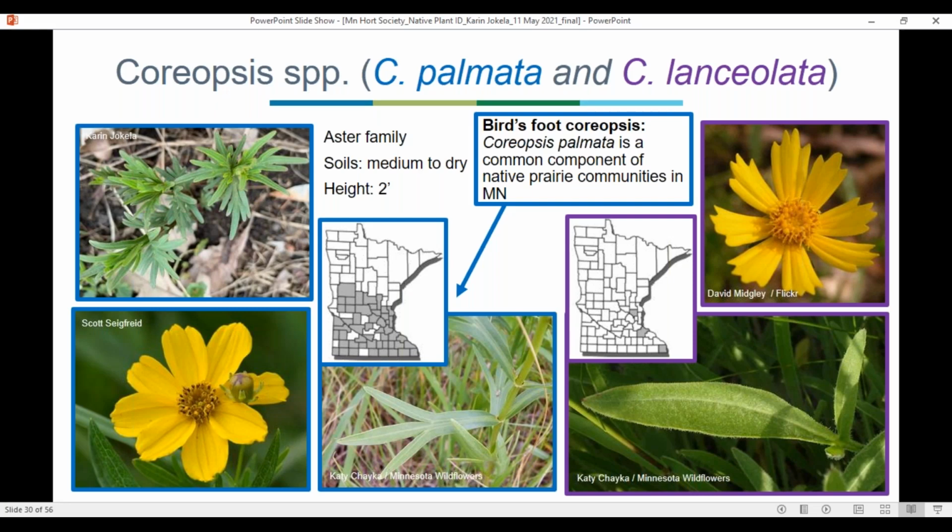is Coreopsis palmata, bird's foot Coreopsis, named for this leaf, right? It's palmata, it looks like a hand, or at least a bird hand. Has sort of waxy leaves. It can be rhizomatous, so spreading underground lateral roots sideways. Really, really important for prairie restorations, though.